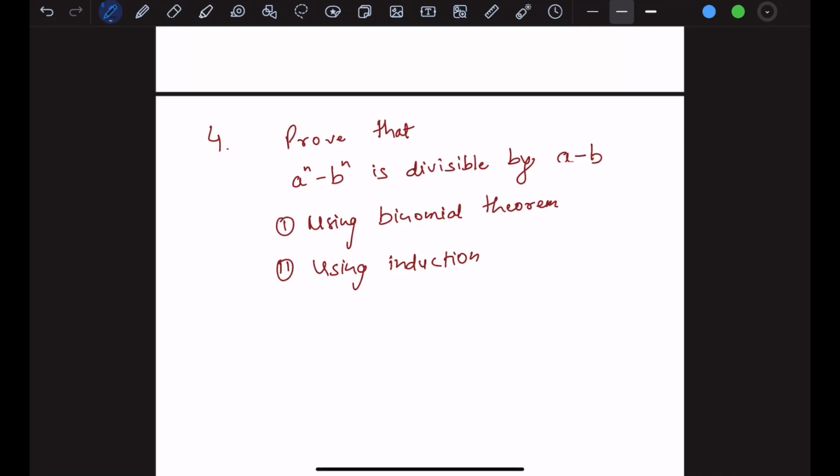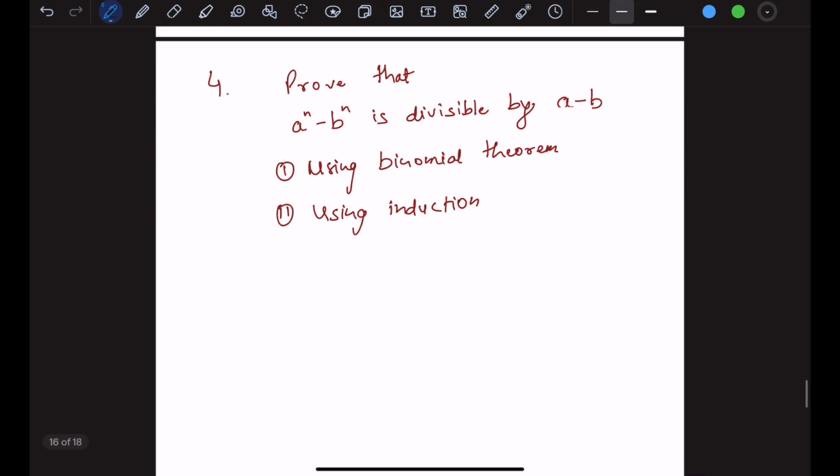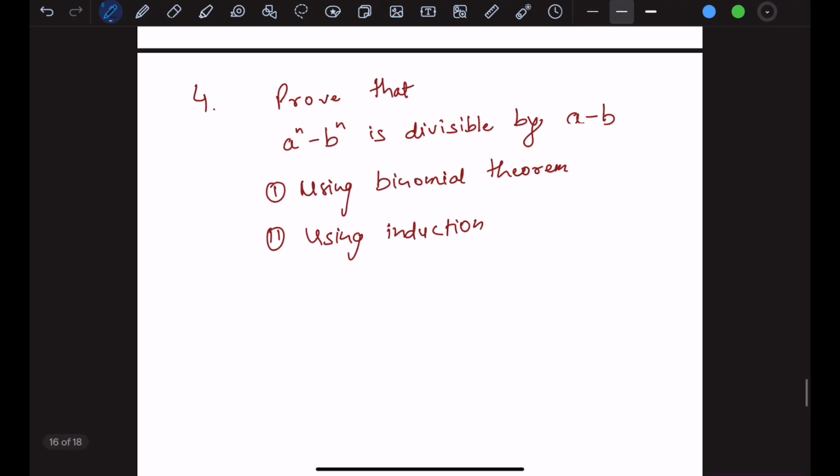Okay, now let's look at this question where it says to prove a to the power n minus b to the power n is divisible by a minus b. We try to see how the binomial expansion looks like. We can always expand a plus b to the power n and see how it looks like.